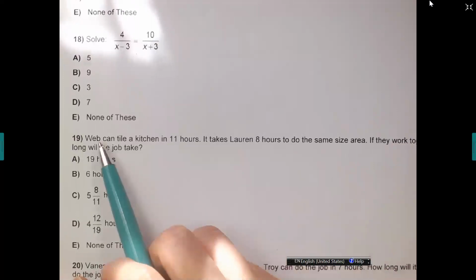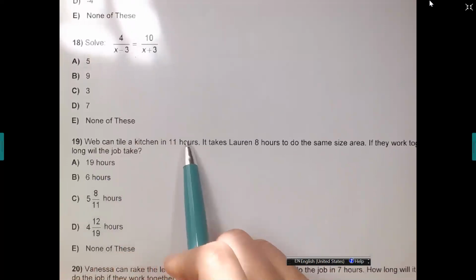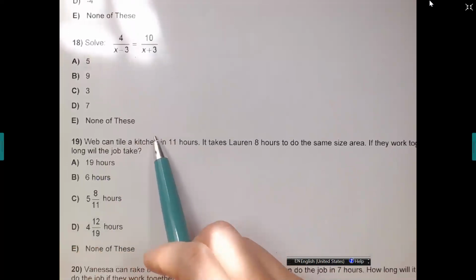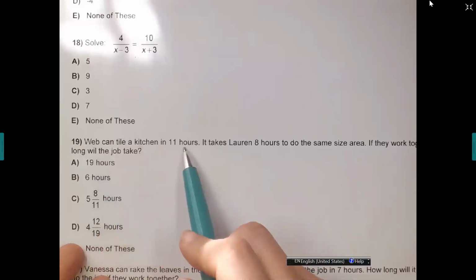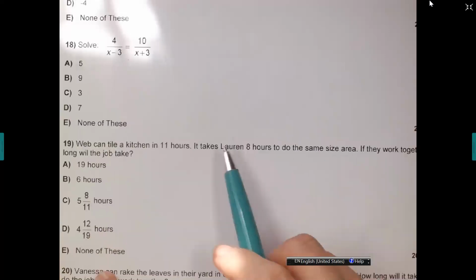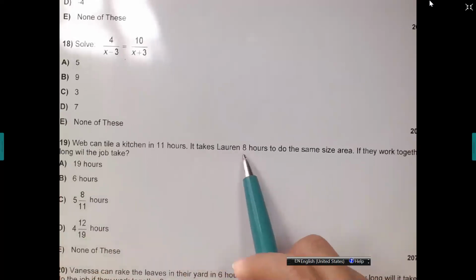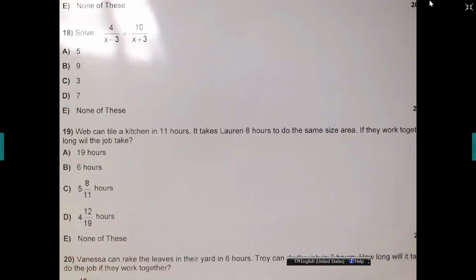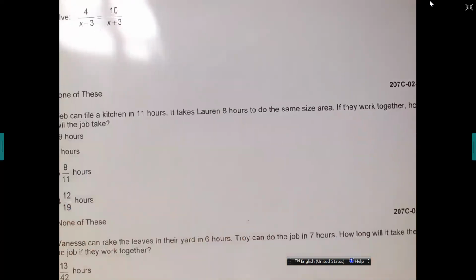The problem we see here is a very typical problem in chapter 7. Read the problem. Webb can tile a kitchen in 11 hours. So tiling a kitchen is one job, and if this job is done by one person, Webb, it will take him 11 hours to finish the job. And it takes Lauren 8 hours to do the same size area. So for the same job, Lauren uses a different amount of time. Then if they work together, how long will the job take?